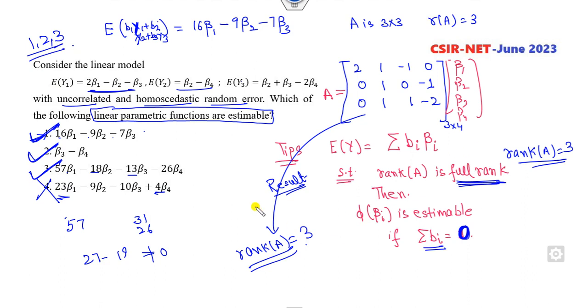Remember, this is a simple shortcut trick for you. Always remember that if it is a full rank, the sum of the coefficients must be 0, and it is called estimable.